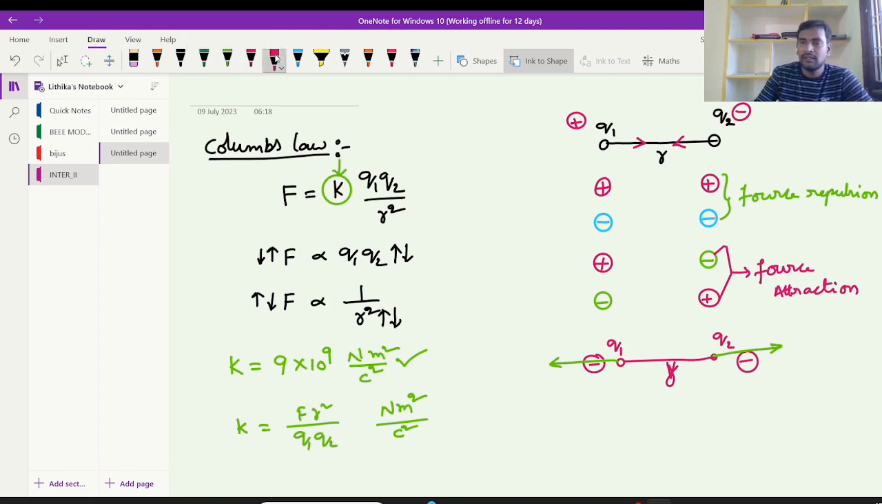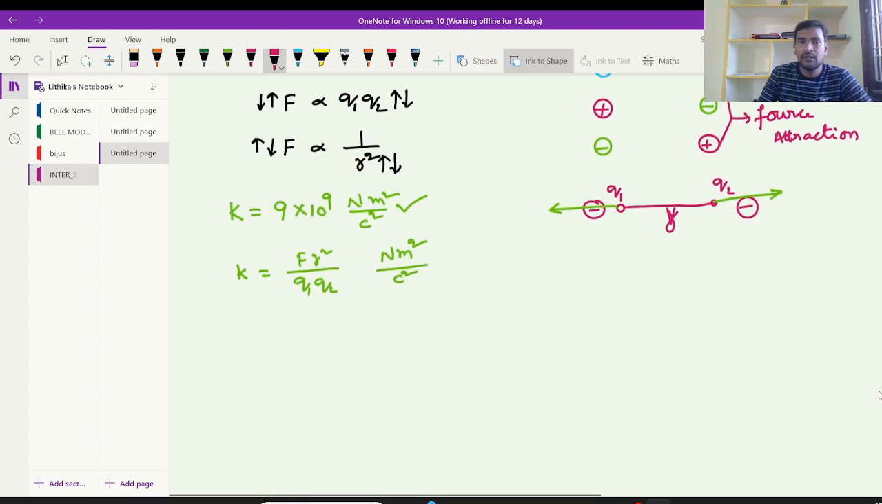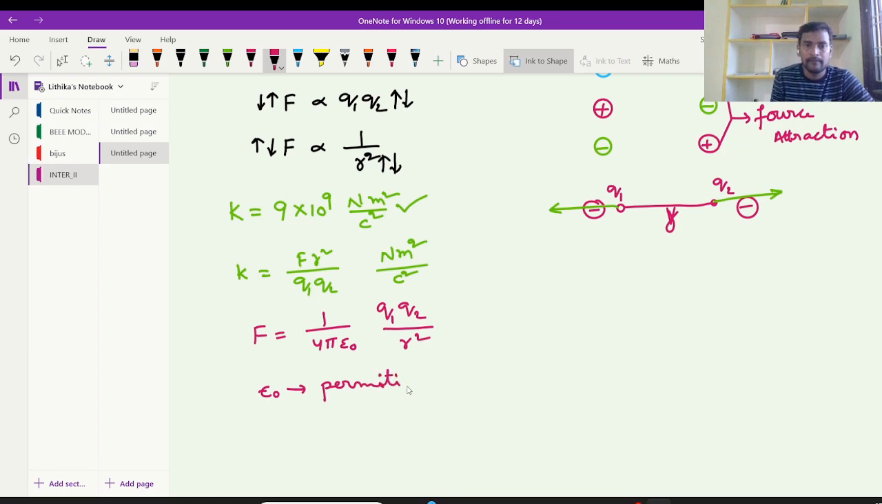Later, for convenience, the force equation is written as F is equal to 1 by 4 pi epsilon naught into Q1 Q2 by r square, where epsilon naught is the permittivity of free space, and the value of epsilon naught is 8.854 into 10 to the power of minus 12.